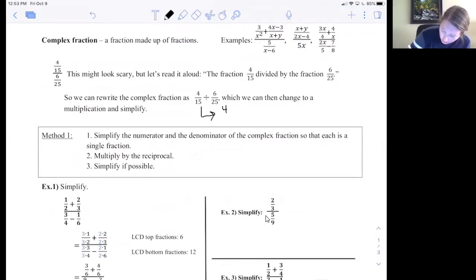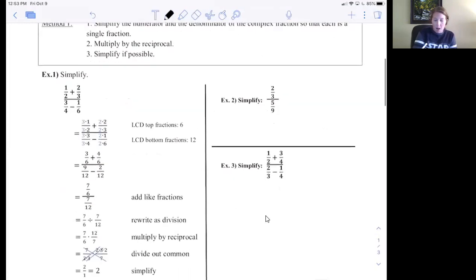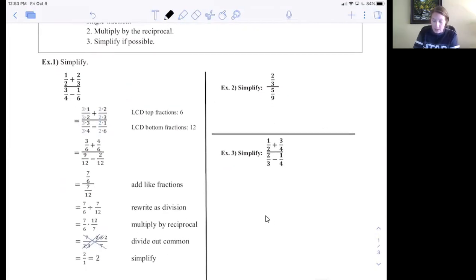So I just keep the first one the same, 4/15, and then I'm going to times by the reciprocal, so I'm just going to flip it. So now it's going to be 25/6. Okay, so that's how I would solve that. So I will let you look over example 1. I'm going to do example 2 and 3.